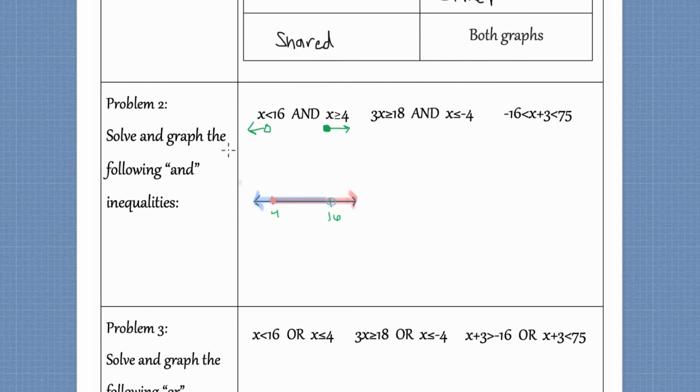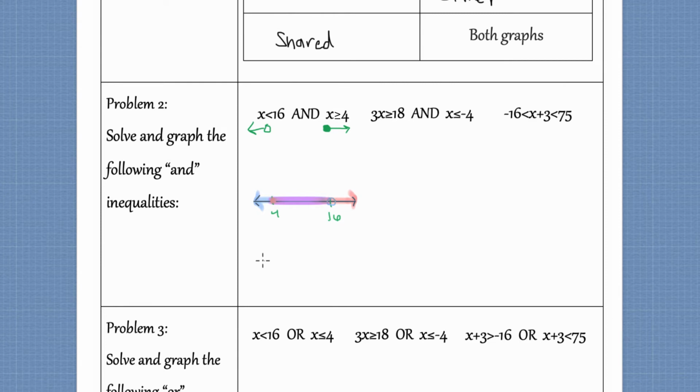Now remember, for "and" inequalities, the solution is the intersection of both of the graphs. So if we look at the intersection, it is this portion right here in purple. So that point right there is our intersection. And so if we try to figure out what the solution is as an inequality, we can see that 4 is part of the solution, and then everything greater than 4 but less than 16 is also part of the solution.